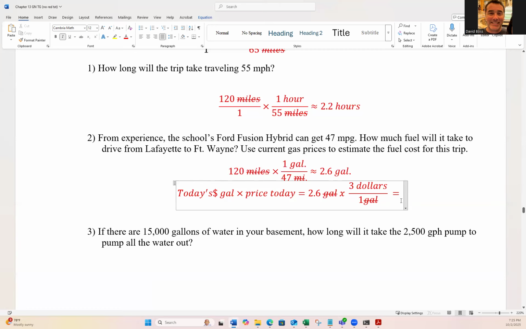7.8, $7.8. So this brings up a good point. Instead of using a dollar sign, it probably makes more sense to write dollars at the end so that you don't forget about it.